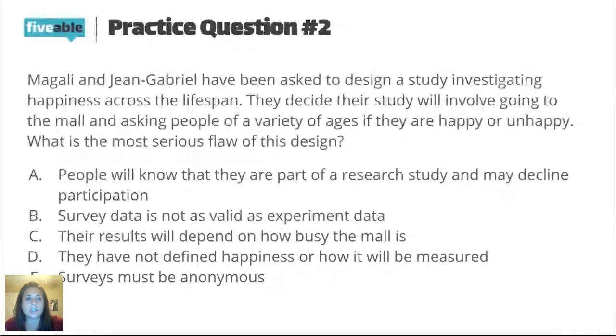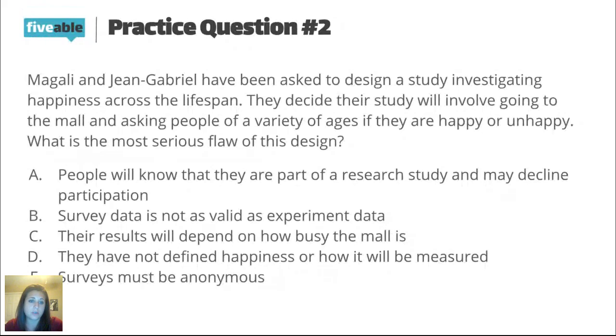Operational definitions are basically really thorough ways that we describe what we're measuring, because happiness is this vague term, right? Happiness to me might mean something really different to you. So if I don't have a scale or a specific way to measure happiness, just asking people if they're happy or unhappy really won't give me very valid results.